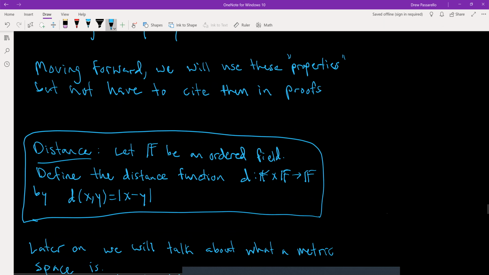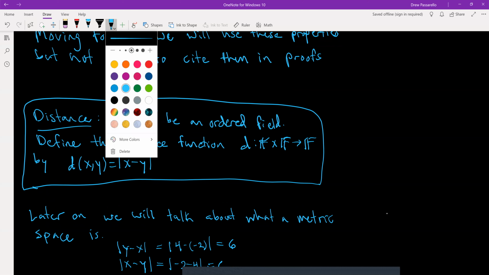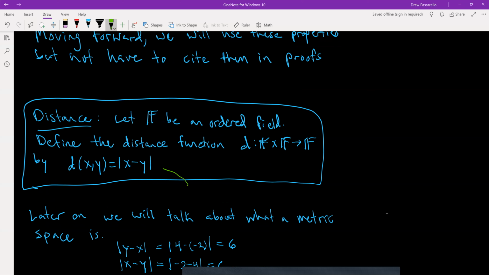All right, so I didn't mention this in the last video, but the notion of distance. If you have an ordered field, then you have the distance function, F cross F to F, where you have the distance, and they write it as d(x,y) is equal to the absolute value of x minus y. And this is the standard absolute value that we're dealing with in R. So this is the distance.